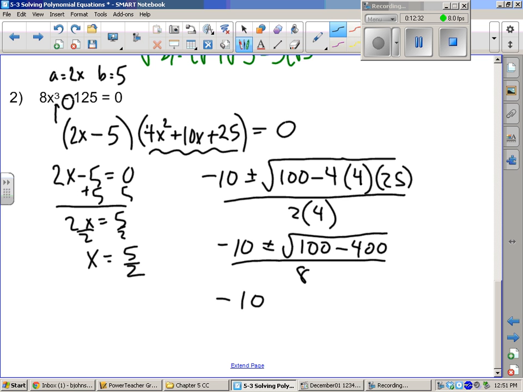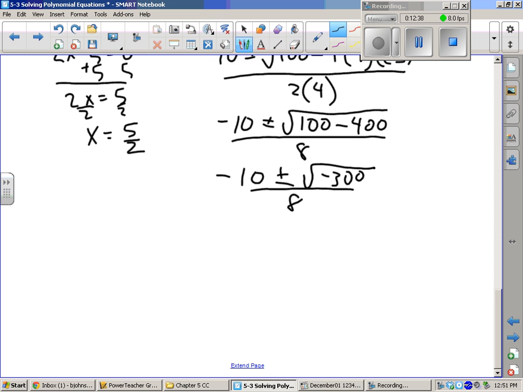Keep going a little bit more. 100 minus 400 is negative 300. So we have, let's see, we got 100 times 3 right here. Make that 100 times 3. And it's negative. That negative wants to come outside. All excited. Turns into an i. The 100 turns into a 10. I'm going to put that in front of the i. Square root of 3 stays.